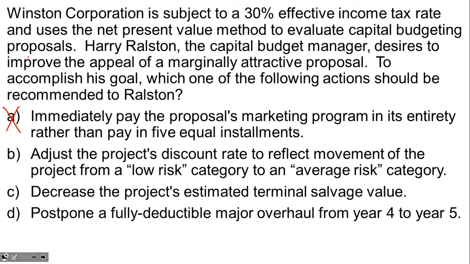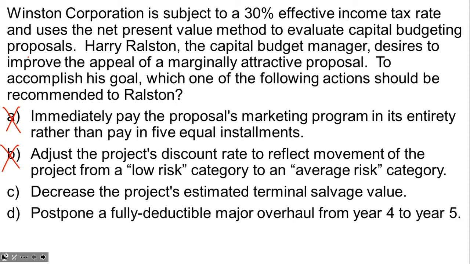B, we can adjust the project's discount rate to reflect movement of the project from a low risk category to an average risk category. Well, the more risk in the project, the higher the discount rate we need to use is going to be. So the higher the discount rate, the lower the net present value. I said lowering the discount rate would help Ralston do what he's trying to do. What they're doing by moving it from low risk to average risk is raising the discount rate. They're increasing the discount rate. That's going to decrease the net present value.